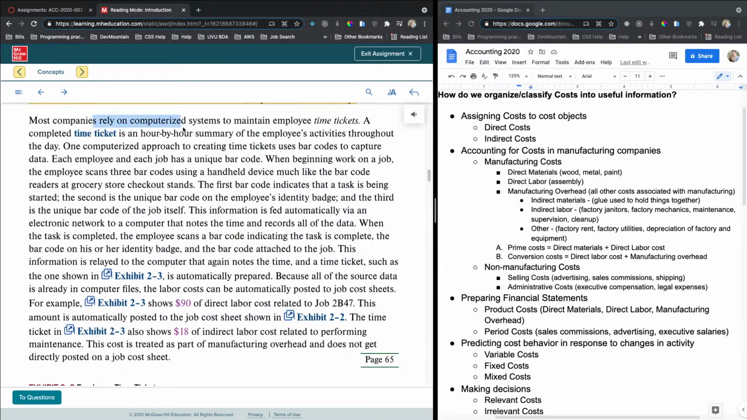Most companies rely on computerized systems to maintain employee time tickets. A completed time ticket is an hour-by-hour summary of the employee's activities throughout the day.